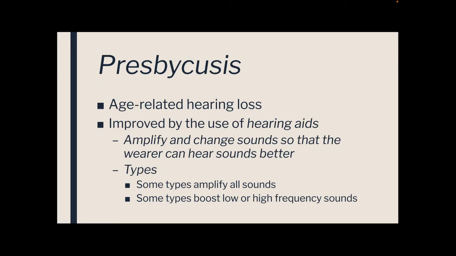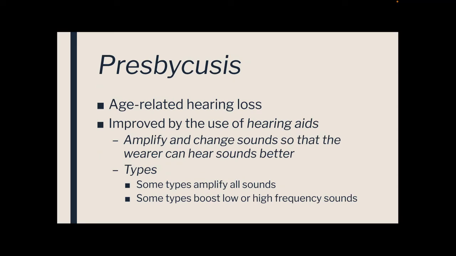There's also something called presbycusis, which is basically age-related hearing loss. And this can be improved obviously by hearing aids. So a lot of older people have hearing aids to help with that. Hearing aids are awesome because they can help to balance out what you lack with amplifying and changing the sounds that you are getting from the environment, to accommodate the person who's wearing the hearing aids.